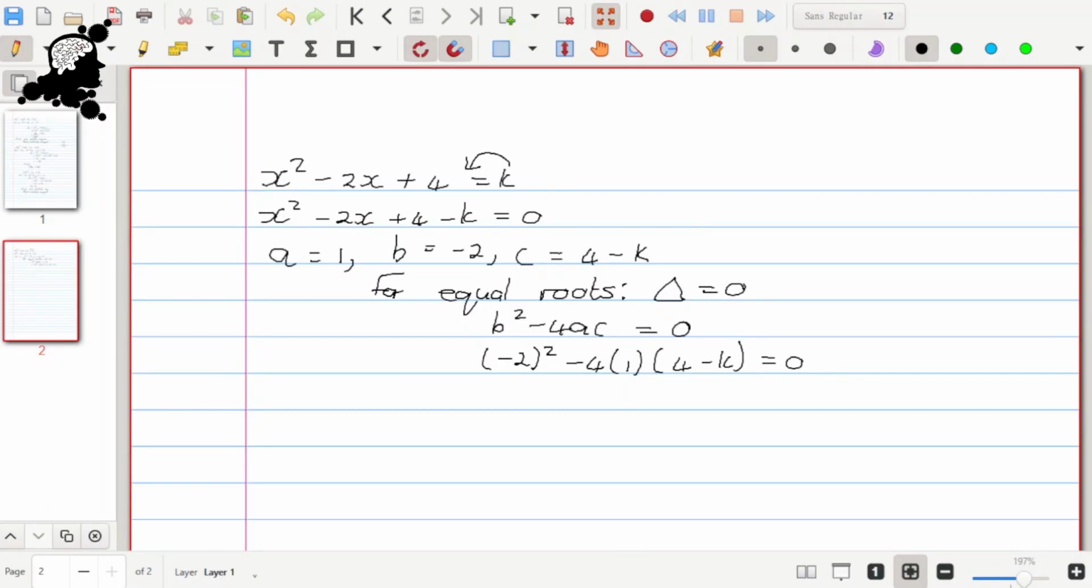Now we can solve for k. So negative 2 squared gives us positive 4. Negative 4 times 1 is negative 4.